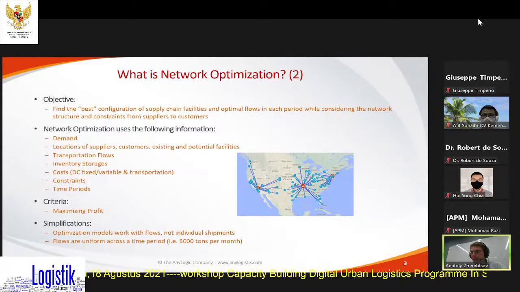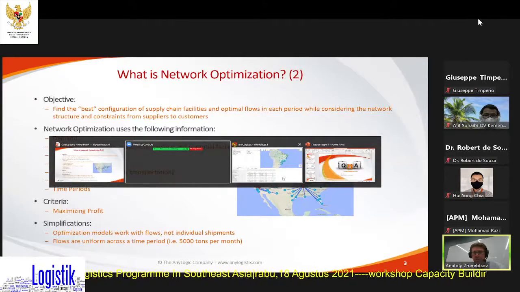somehow uniformly distributed within the period. You know only one number, the flow amount. But internally, we consider that flows are uniform across a period, although it might not be true in real life, because it depends on inventory policies and demand shape. Let me switch to Anylogistix.